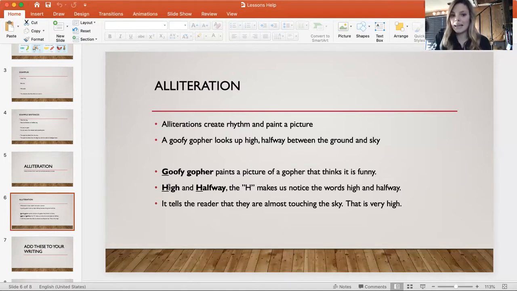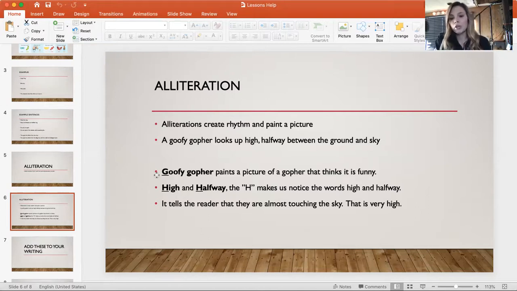Then the high and halfway begin with the same H sound, and that makes me pick up on those words a lot faster when I'm reading. It makes me notice those high and the halfway sounds. And then that helps me kind of picture in my mind that they're so high, they're almost touching the sky. And to me, that's very high. But I think about that more when I'm focusing on that they have the same sound.